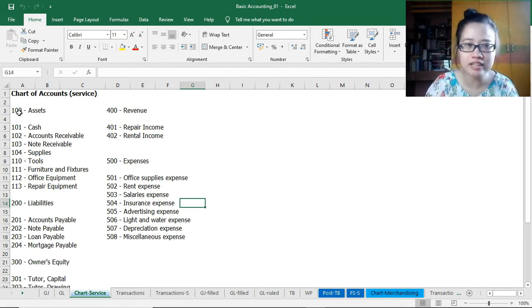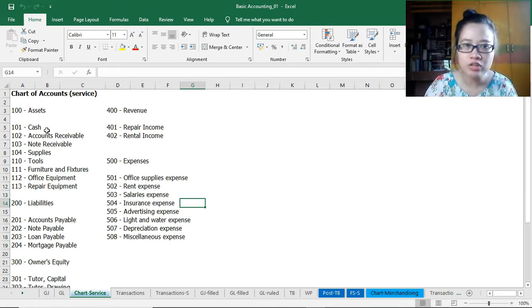So, normally, ganito yung codes, pero syempre, dependent ito sa gusto ng company. Pero normally, ganito yung coding niya. So, 100 for assets. Heading lang naman kasi ito assets. And then you have 101 for cash. And then you have accounts receivable, notes receivable, supplies, tools, furniture and fixtures, office equipment, repair equipment.